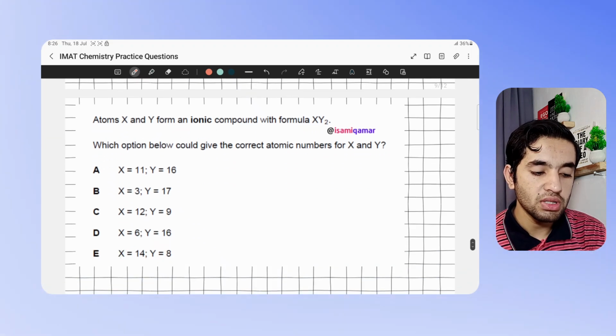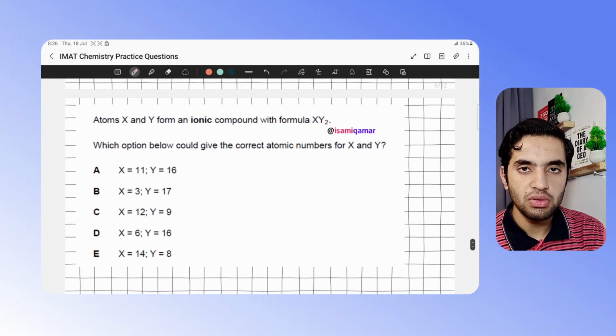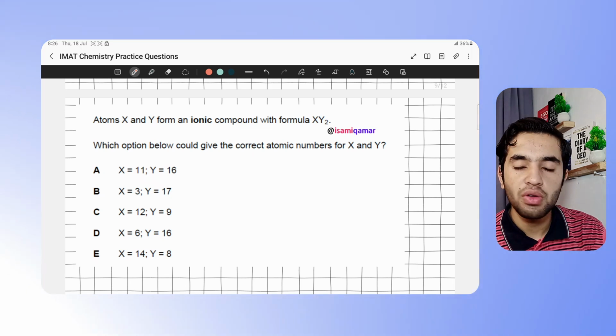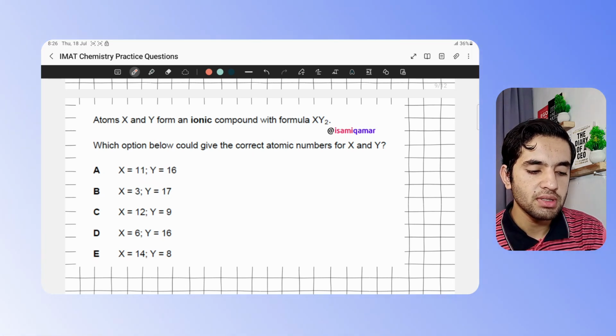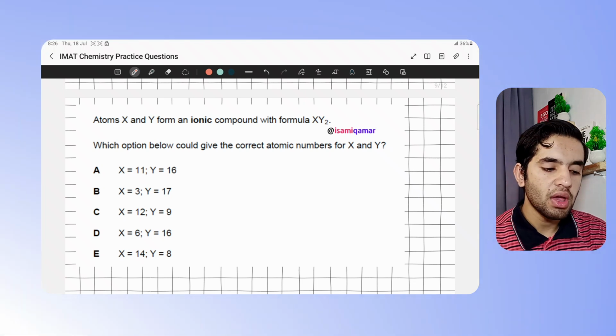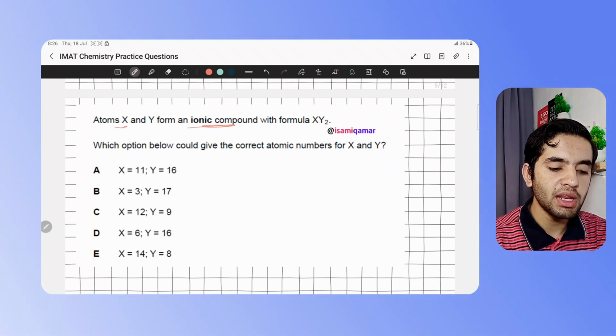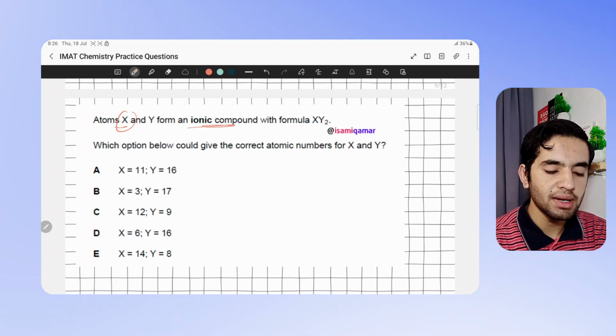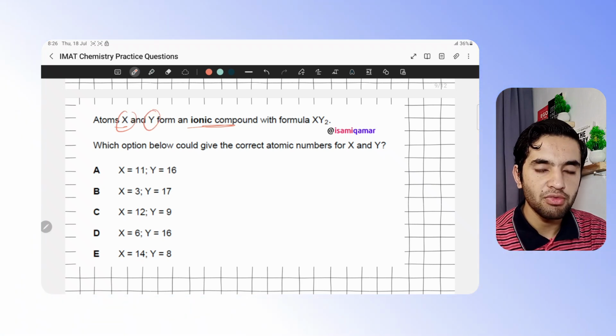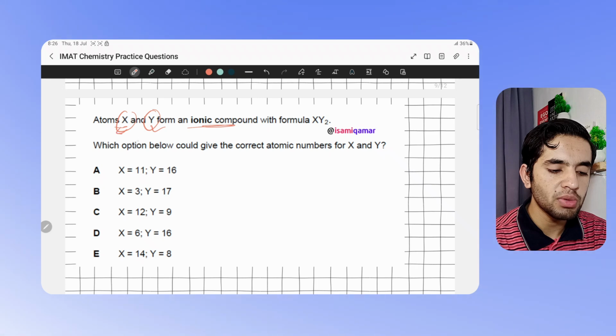So this is going to be a question of concept. I think if you have studied the periodic table, then you will be able to answer this. Atoms X and Y form an ionic compound with formula XY2. So X and Y are forming an ionic compound. It means that one would be a metal and the other a non-metal, one from the S block and one from the P block.